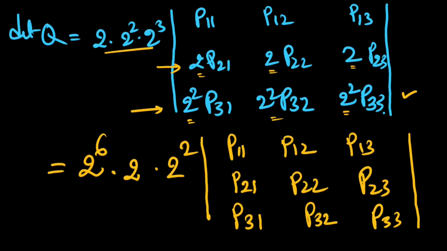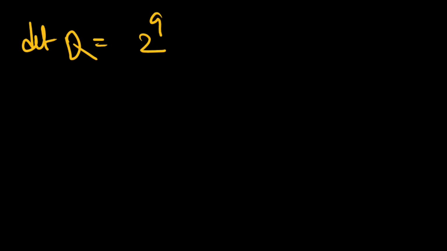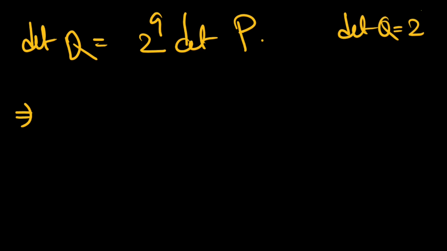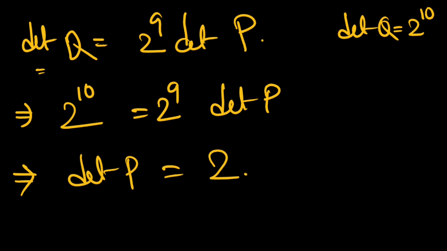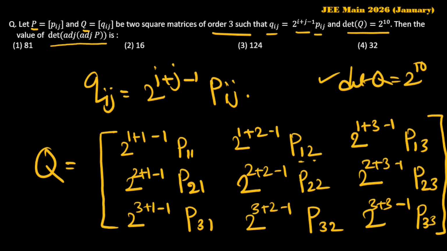If we calculate this term, 2 power 6 plus 1 plus 2, that is 2 power 9, into the determinant of the P matrix. In the question it is given that the determinant of Q is equal to 2 power 10, so we put the value of the determinant of Q. So 2 power 10 is equal to 2 power 9 into the determinant of P. This implies the determinant of P is equal to 2. Now we got the determinant value of P is equal to 2. The question asks for the value of the determinant of adjoint of adjoint of P. Now we find this value.